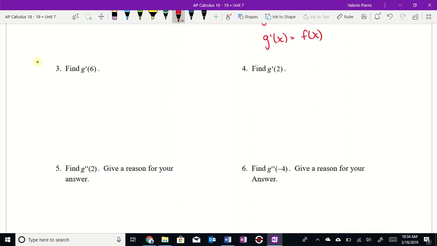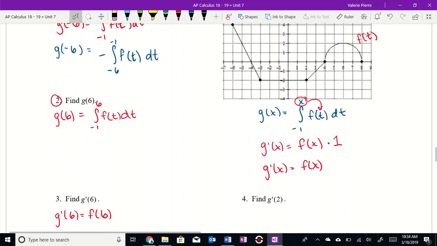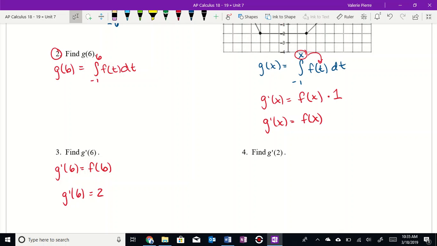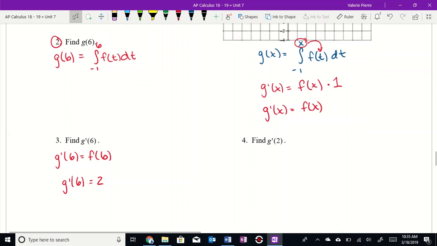So now that we know that, we know g prime of 6 will be equal to f of 6. And if we look at our graph, f of 6 is equal to 2. Okay, it's f of 6. It's just a point, so it's 6 comma 2. So f of 6 is equal to 2. Find g prime of -2 on your own.